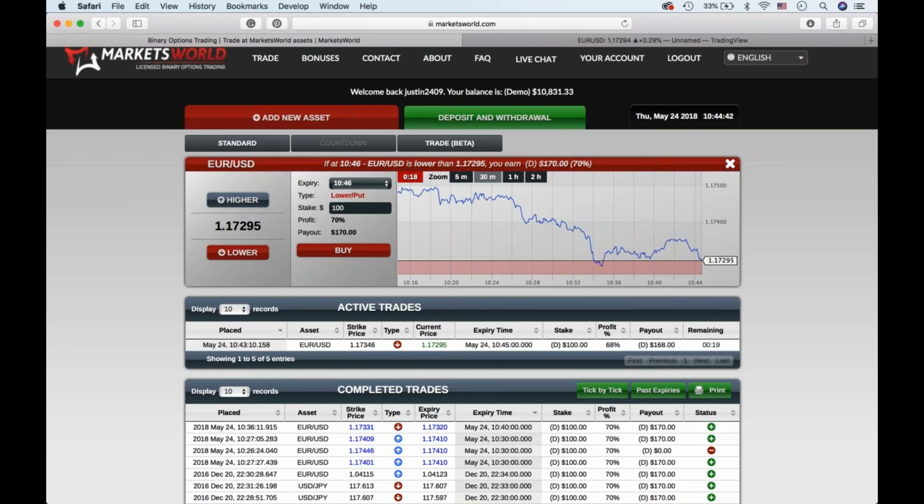It gives us the 68% profit. So usually it gives us around 70, 75. But again, I don't know why. Probably because it was just 2 minutes to expiration. But look at that, it's just bumping down, and that was a beautiful win.